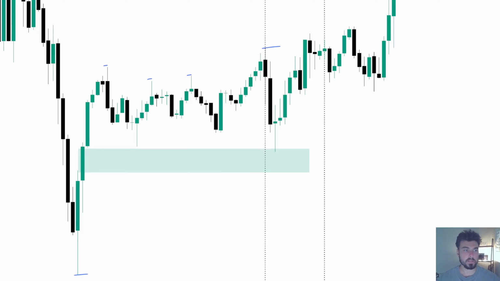So what we can see here, we sweep this external sell side. What's important about this sell side, guys, is that it actually represents the Asian sell side. So when you trade in the London session, you want to see sweeps of Asian liquidity. That's really important liquidity.